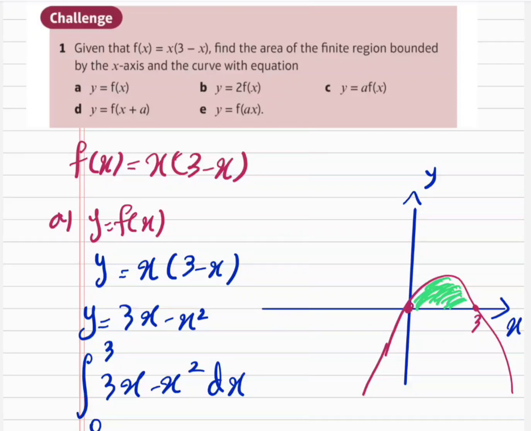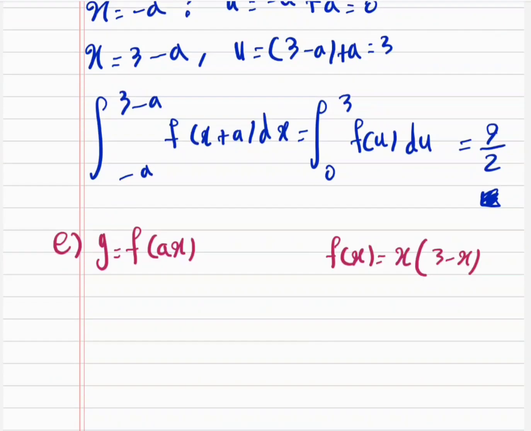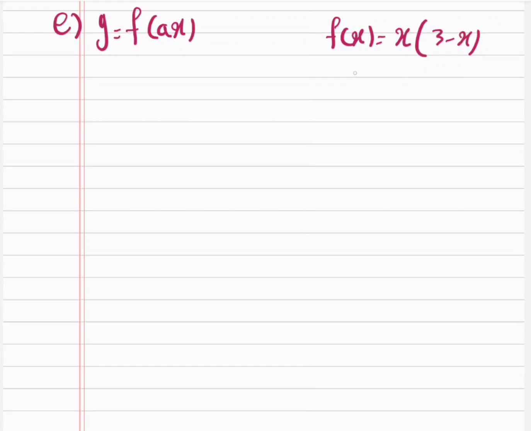And then in the subsequent parts, we looked at some transformations of f(x) and found the area. In this video, we want to do the last transformation, that is y equals f(ax). As we saw earlier, f(x) is equal to x times (3 minus x).